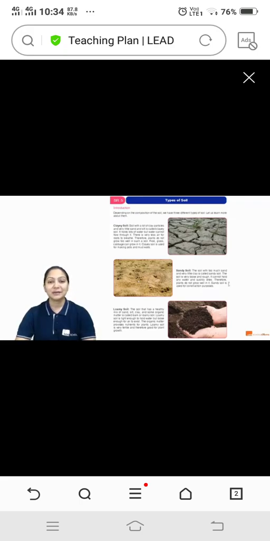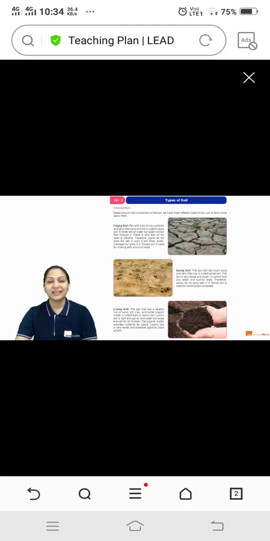Now let's read about sandy soil. The soil with too much sand and very little clay is called sandy soil. The soil is very loose and rough. It cannot hold any water and quickly dries. Therefore, plants do not grow well in it. Sandy soil is used for construction purpose.